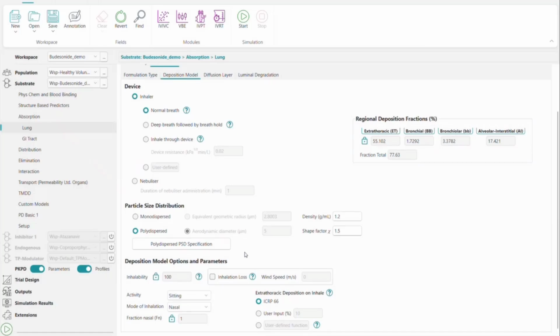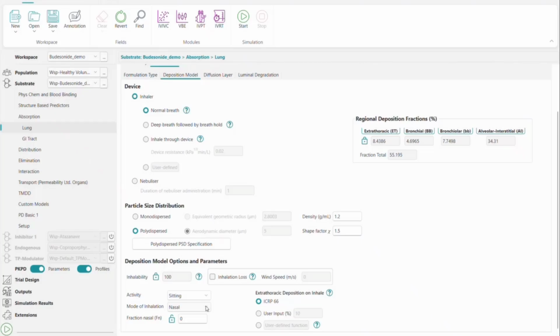Then we have some other parameters here. One of the key parameters is the fraction nasal. This is obviously the fraction going through the nose. Because we're using an inhaler, we want to set that to 0, because everything's going through the mouth then. There are these options for nasal and mouth, but even these correspond to different types of breathing rather than actually everything going through the mouth or everything going through the nose.